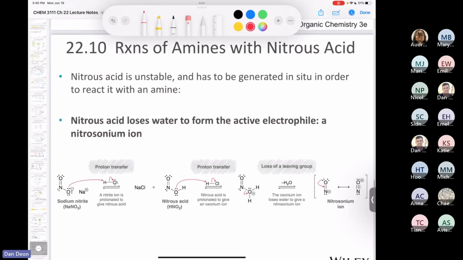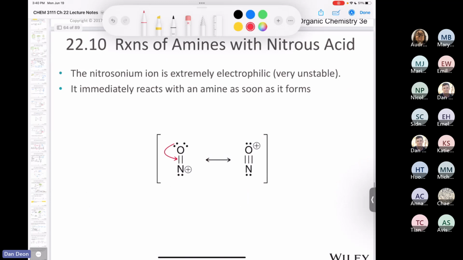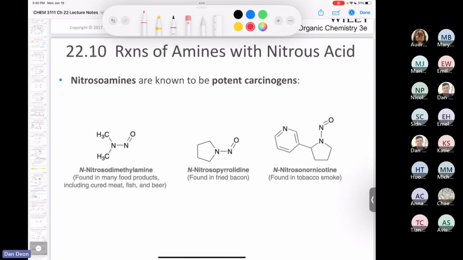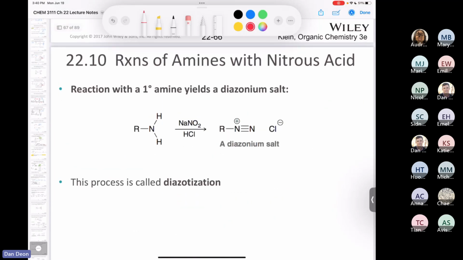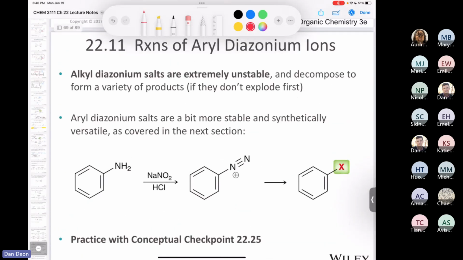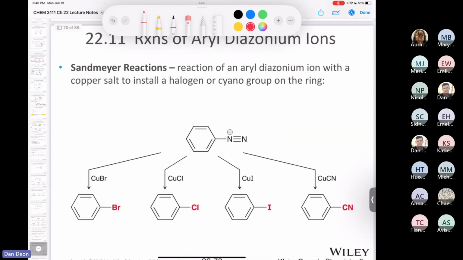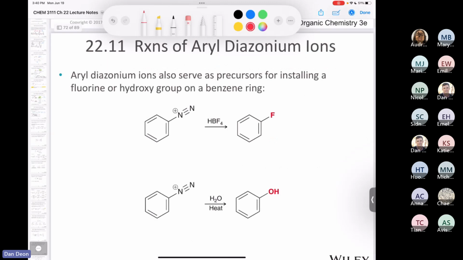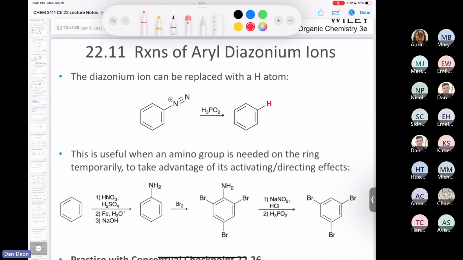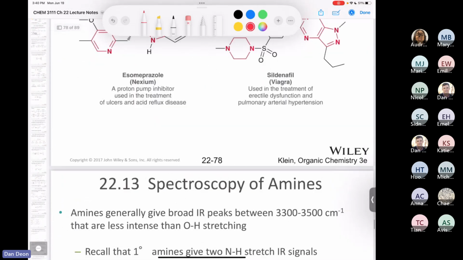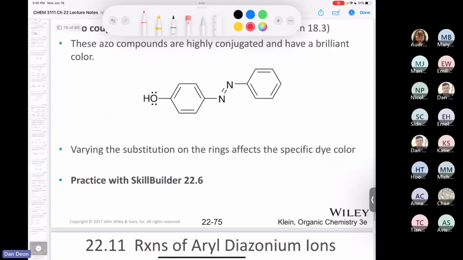The next section deals with reactions with nitrous acid. After we cover those, I teach you the nitrosonium ion. We talk about N-nitrosamines, which are carcinogens, and then we talk about diazonium salts and diazotization. I don't ask you that mechanism, but we use the diazonium salts to do what are called Sandmeyer reactions. After Sandmeyer, we learn the Schiemann reaction and azo coupling. That's really the end of the chapter, and we have the whole class devoted to this chapter on Wednesday.